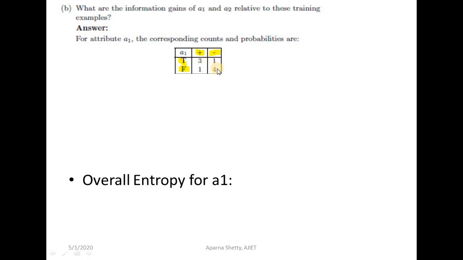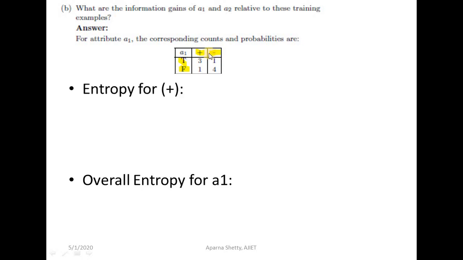Okay, this is how you have to calculate. First you have to see for T how many records belong to plus, how many records belong to class label minus. Next, for F, you have to see how many records belong to class label plus and how many records belong to class label minus.